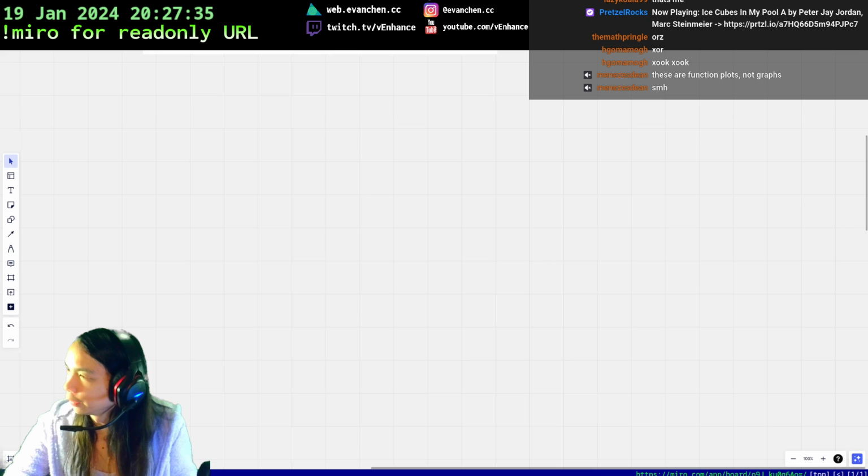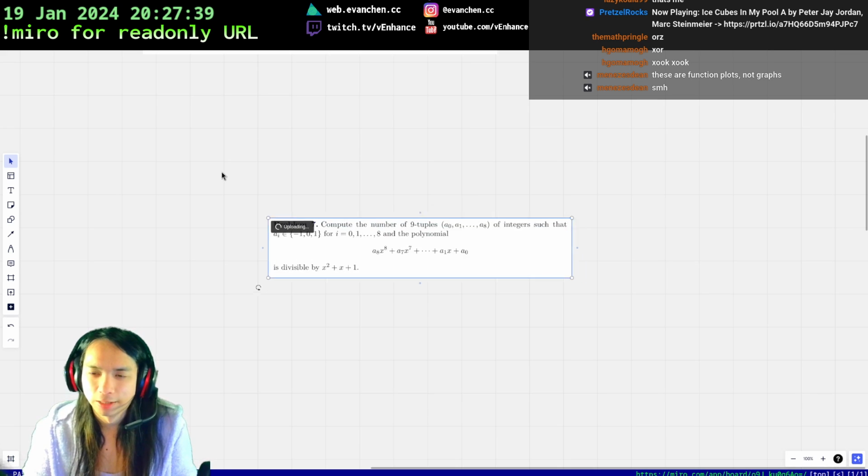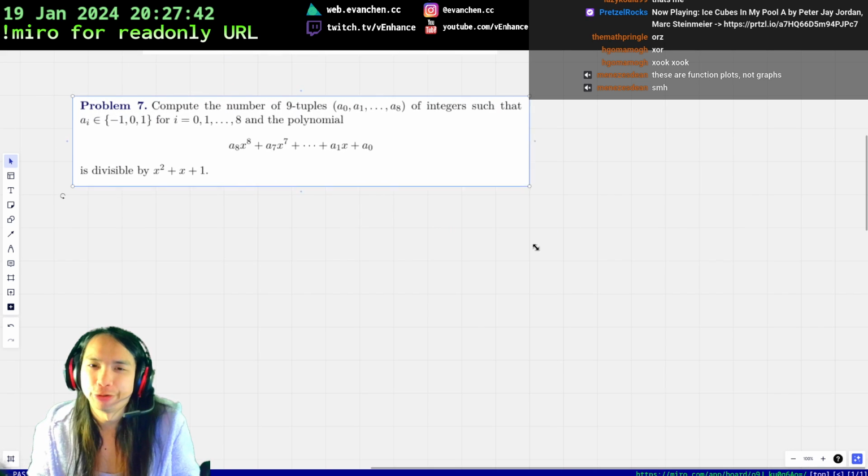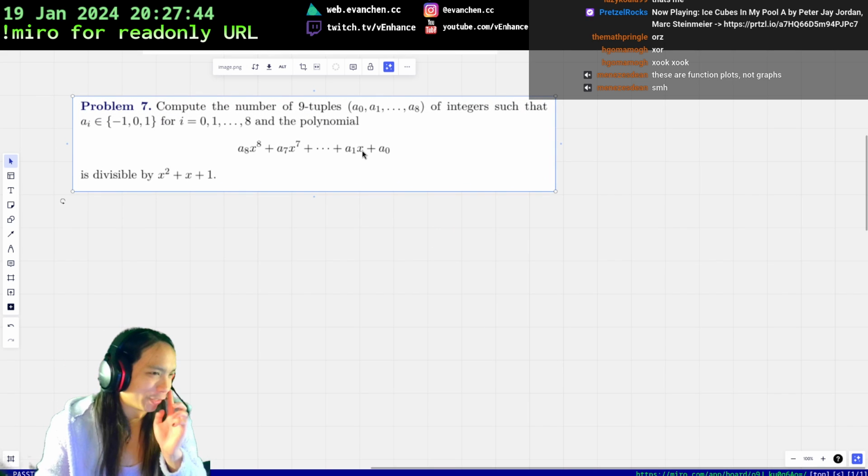All right, divisibility problem. So yeah, ChatGPT 4 actually knew how to do this problem. I was really impressed. That was the one I was impressed by.